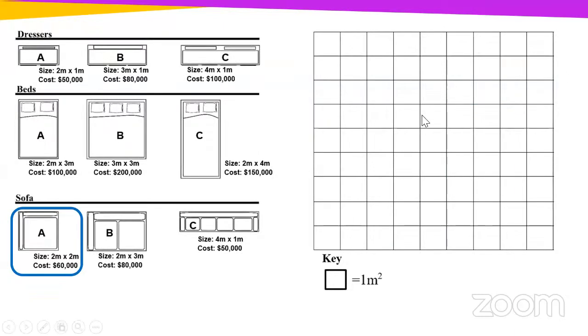sofa. We're down to sofa now. The area of sofa A. And we are looking at the representation. Do you agree it's the correct representation of sofa A? Yes, miss. Okay, all right. So what would be the area of sofa A, boys and girls?